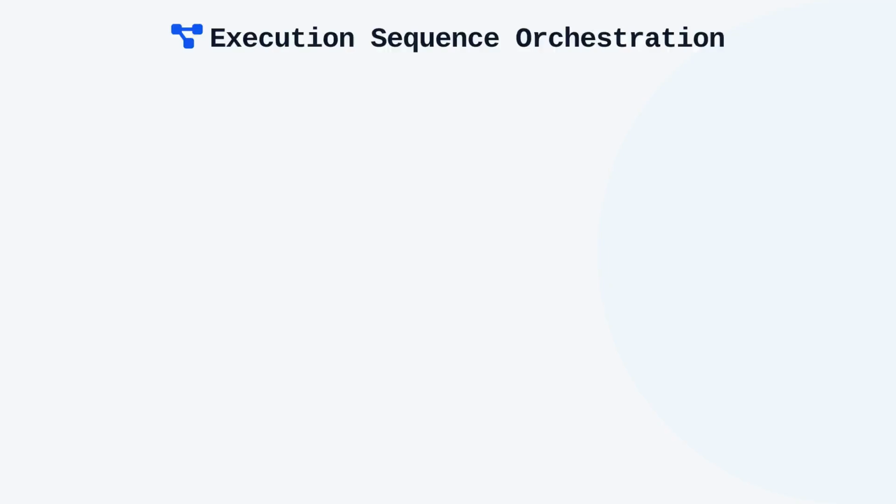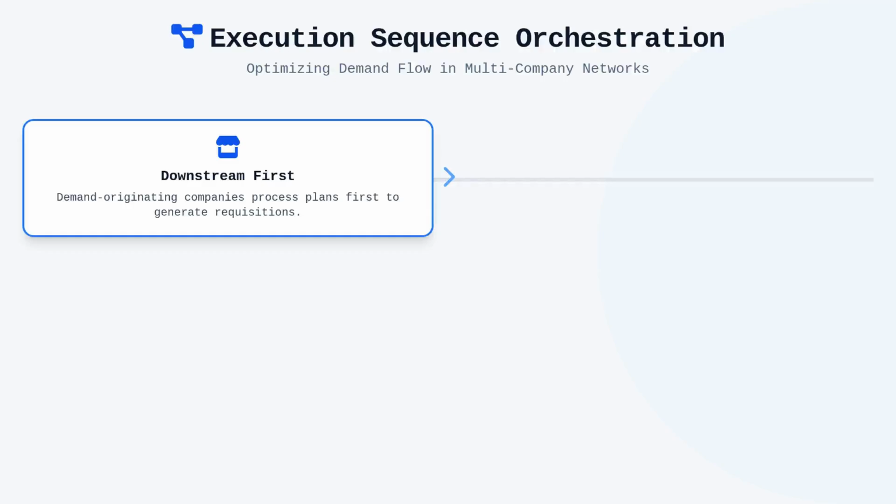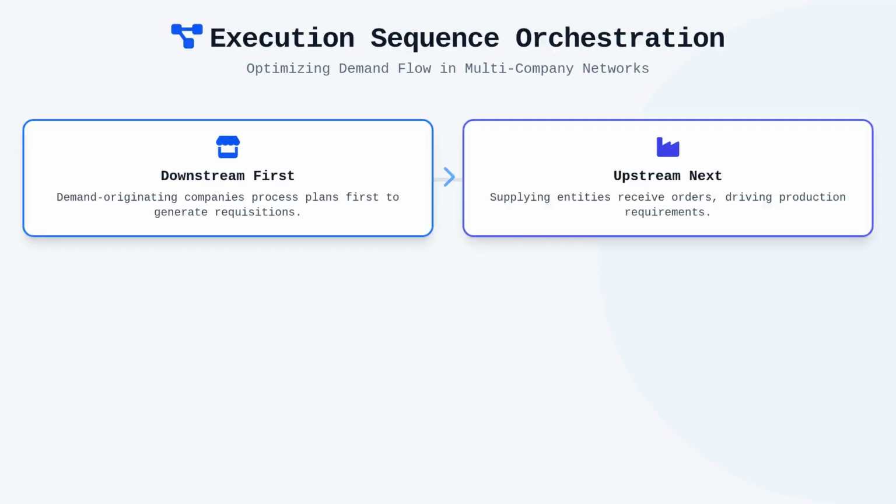Execution sequence is the next logical step when orchestrating these multi-company manufacturing and distribution networks. In an enterprise with multiple companies, the order in which you run your plans is not arbitrary, as it directly impacts how demand flows upstream. You should generally schedule the downstream demand originating companies to process their plans first, ensuring that the necessary purchase requisitions or planned orders are generated for the supplying entities.